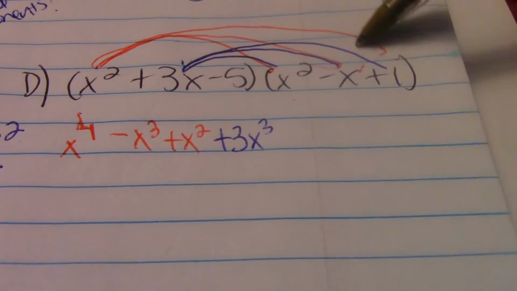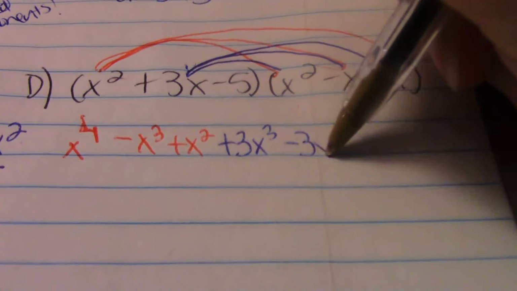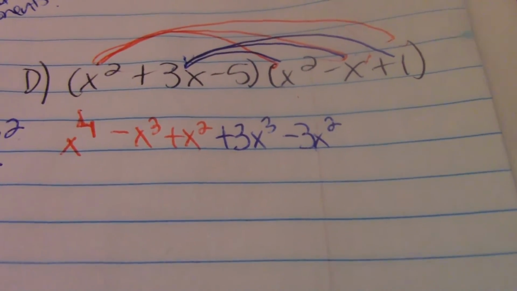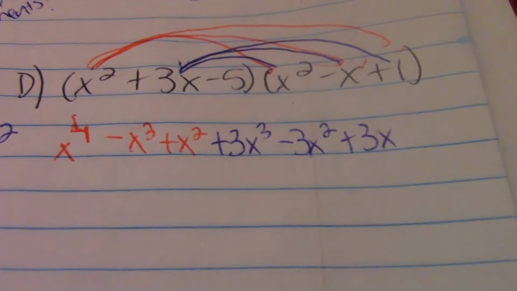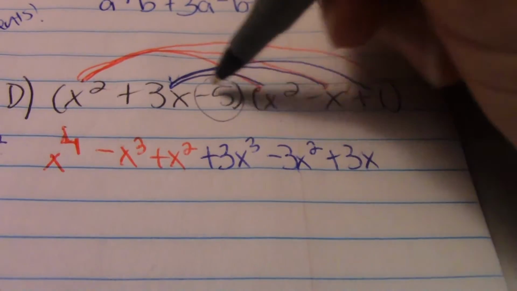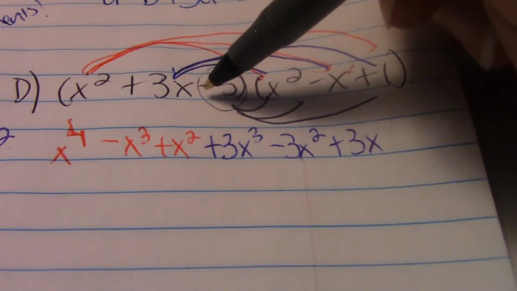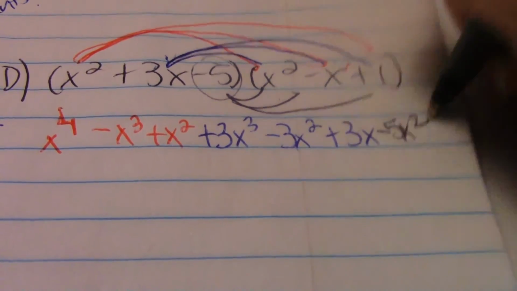Then we have 3x and negative x, so it's negative 3x squared. And then 3x times 1 makes 3x. We still haven't touched this negative 5 at the end, so this negative 5 has to go to all 3 as well. So negative 5 times x squared, so negative 5x squared.